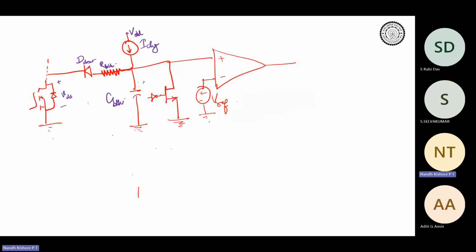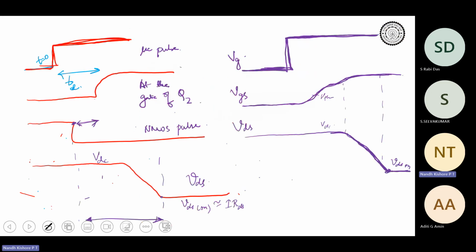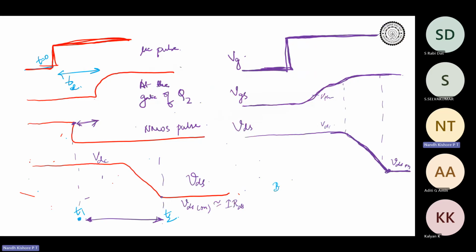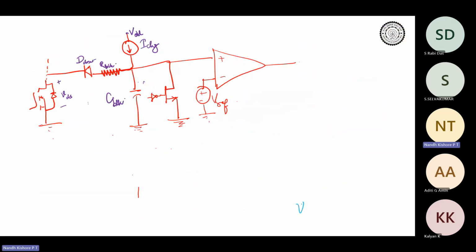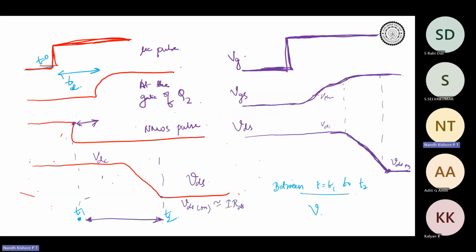Okay, so this is the circuit. Now we are talking about this particular instant. Let's say this is at t equal to t1, and let's say this is t equal to t2. So between t equal to t1 to t2, we saw that VDS is very high.